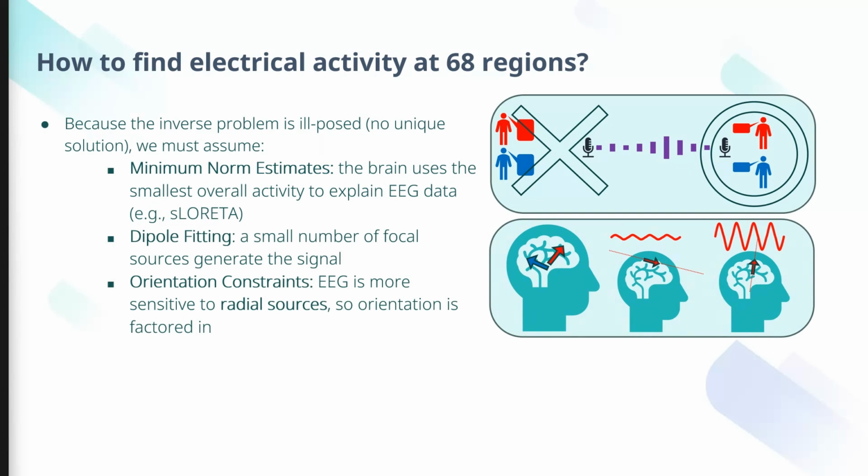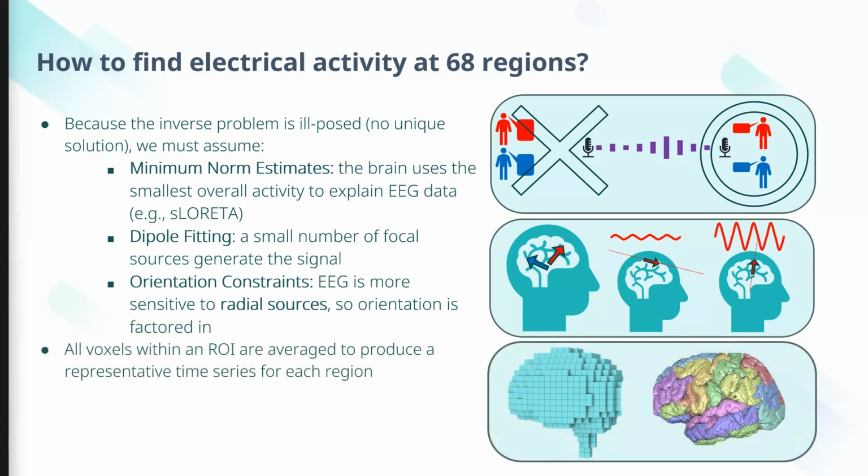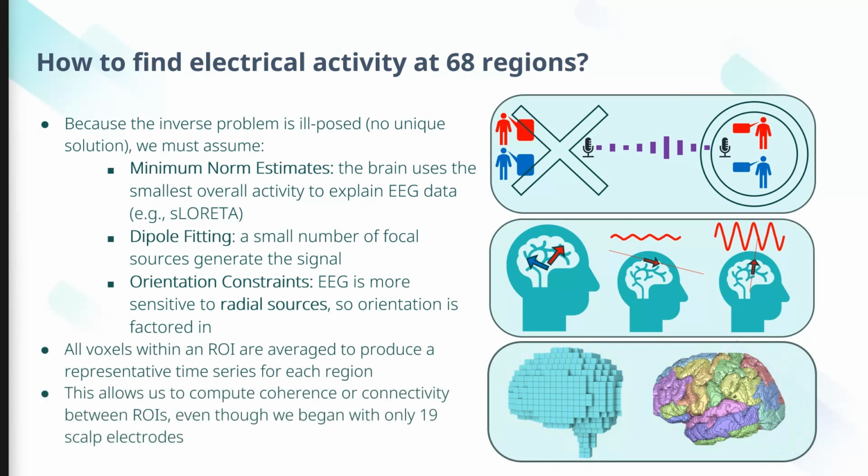So once we have these dipoles where we're estimating the sources are coming from, we can actually predict what the EEG signature would be at all these different regions in the brain. We end up with thousands of what are called voxels, which are like 3D pixels, and we actually know what the EEG is at each one of these voxels. Then we can just average an entire region, all the voxels in that region, and get an idea of what the EEG would look like at one of these 68 regions of interest.